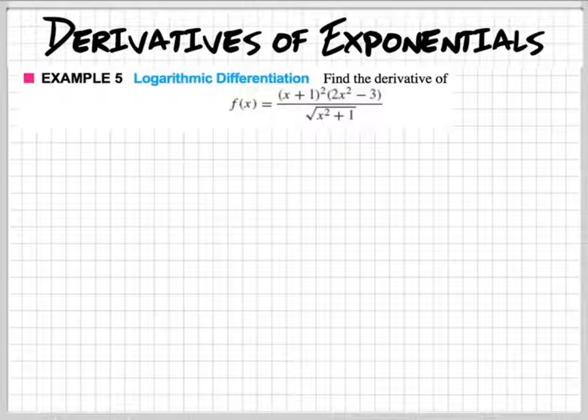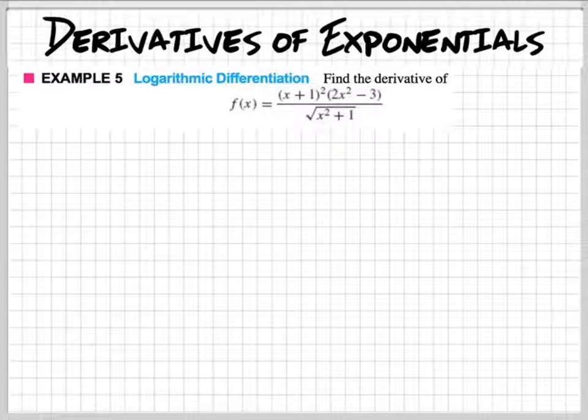Okay, now that you guys know the derivative of logarithms, or how to do them, we're going to use natural log. We can use that to split this up. So we're going to find the derivative of f of x. What we're going to do first is manipulate it. The first thing we're going to do is take the natural log of both sides.